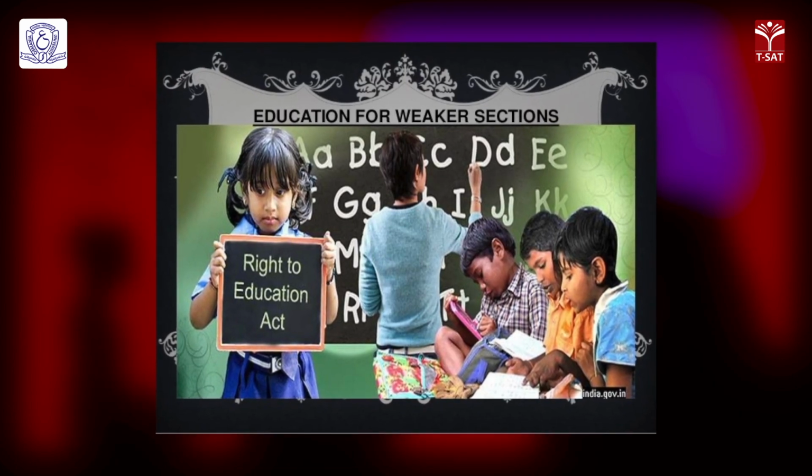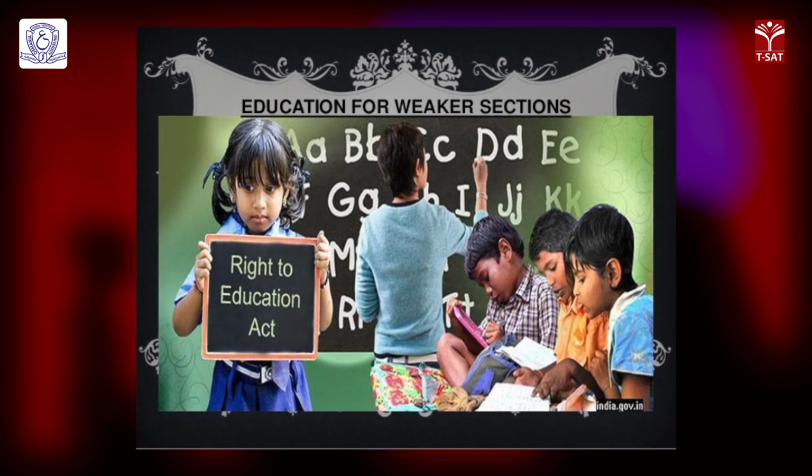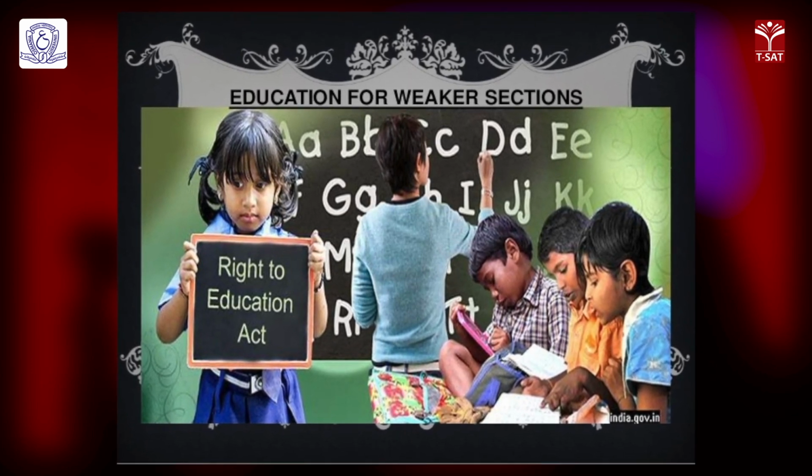Now, the education of weaker sections. Articles 15, 17 and 46 of the Indian Constitution safeguard the educational interest of weaker sections of society. These comprise socially, economically and educationally backward families, including those belonging to scheduled castes and scheduled tribes.